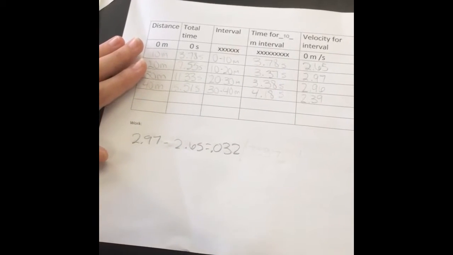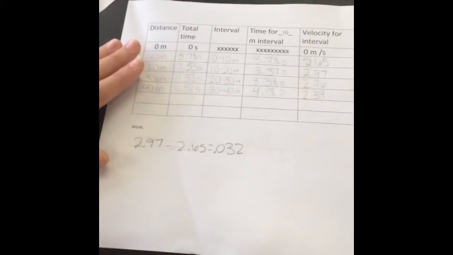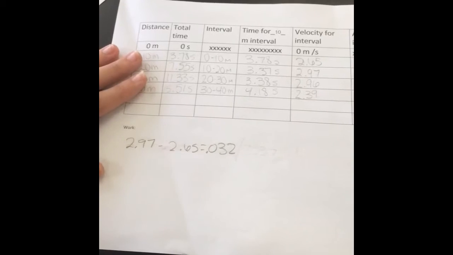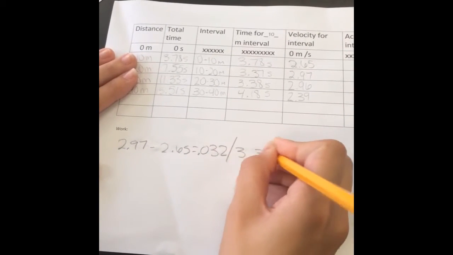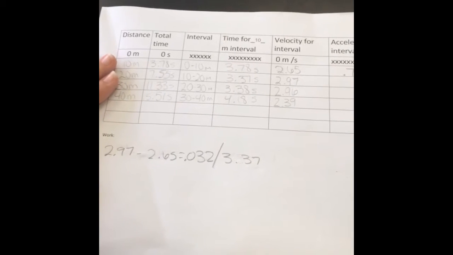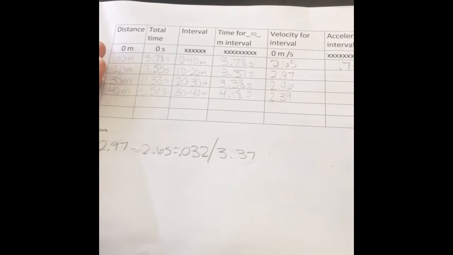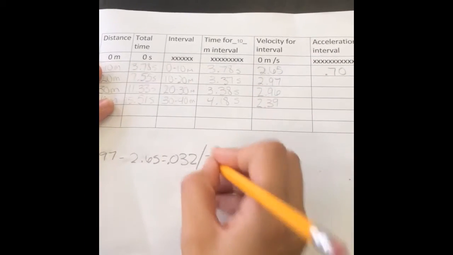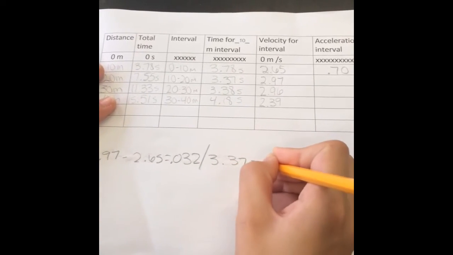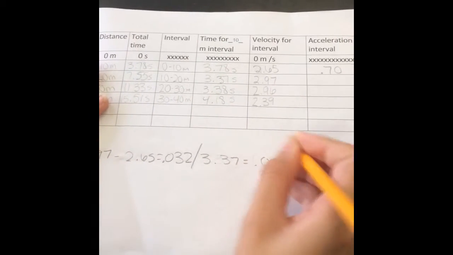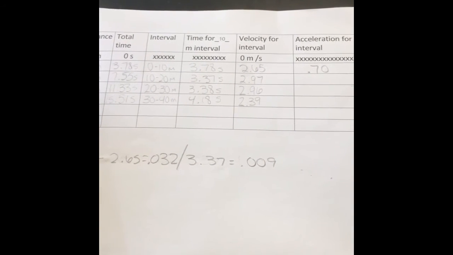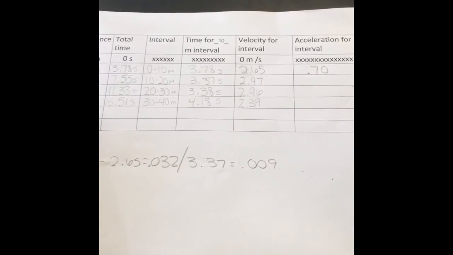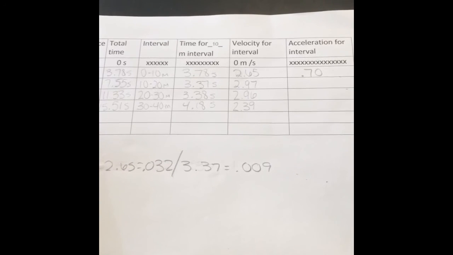0.032 meters per second. Now you just have to divide this difference in the velocity by 3.37 seconds, which is the time for the interval. Liv's acceleration is 0.009 meters per second squared. Because the answer is extremely close to 0, it represents an increase in acceleration for this interval.